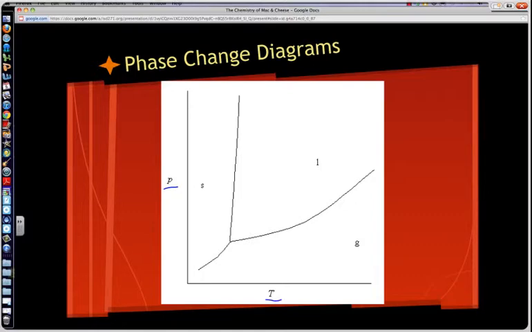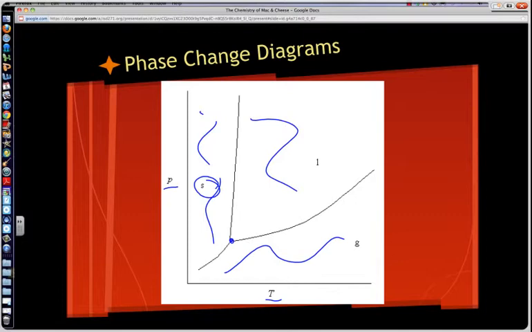It does not matter. So right here, anything in this area over here, the substance is in a solid state. Anything in this area, it's in a liquid state, and anything over here, it's in the gas state. In the middle, where the lines intersect, that is the triple point, where all three of the states are at equilibrium. At the end of the line that separates the liquids and gases is the critical point.